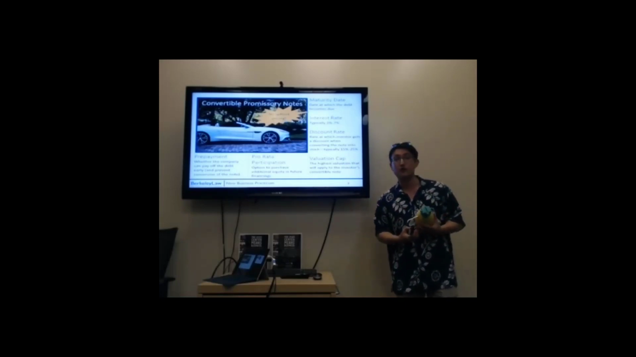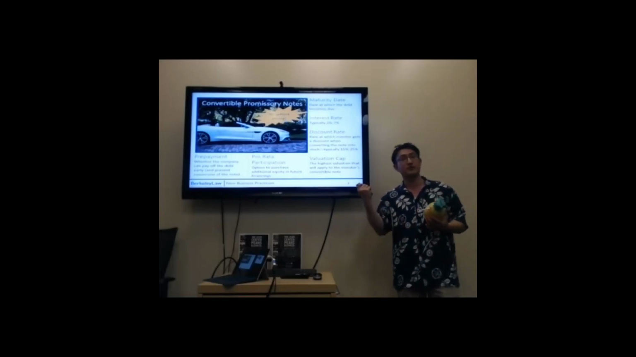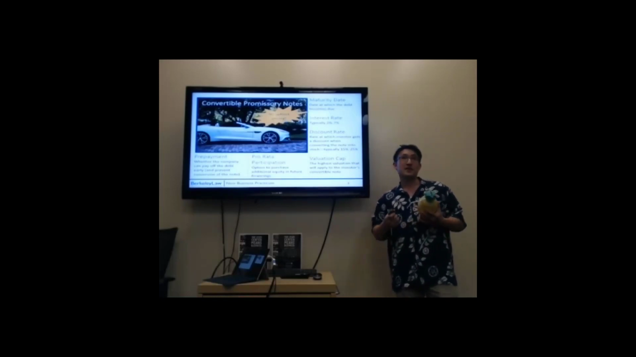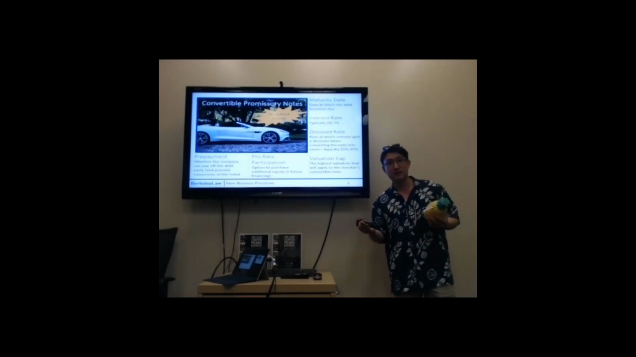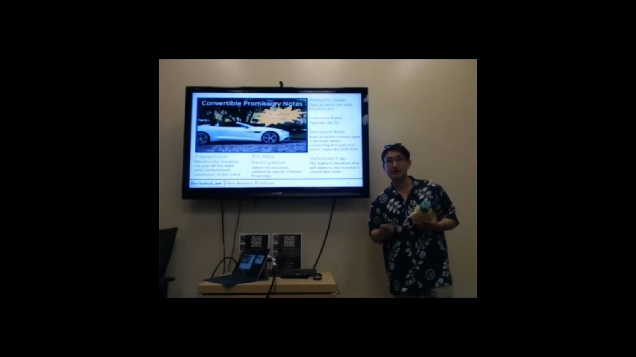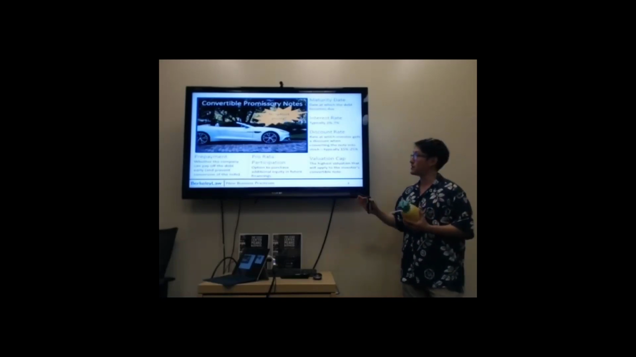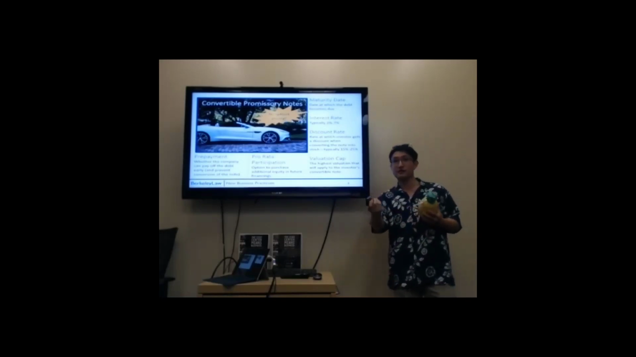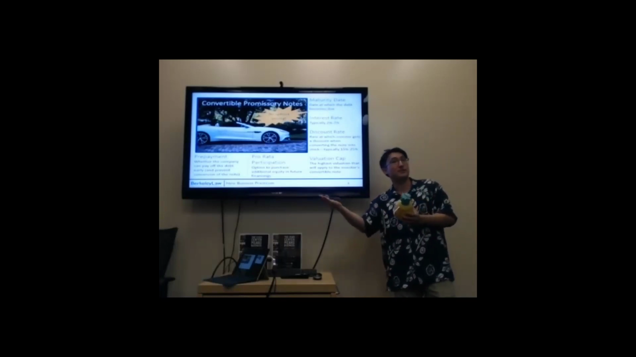If, for example, I give you a $100,000 loan in the form of this convertible note, and later on you have Series A venture capital financing and your company's worth $1 million at that time, at that point the investor would say, okay, I put in $100,000, and it turns out your company's worth $1 million.